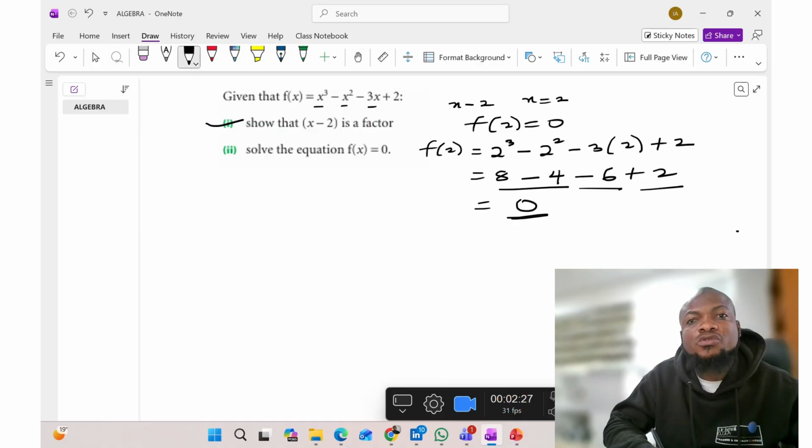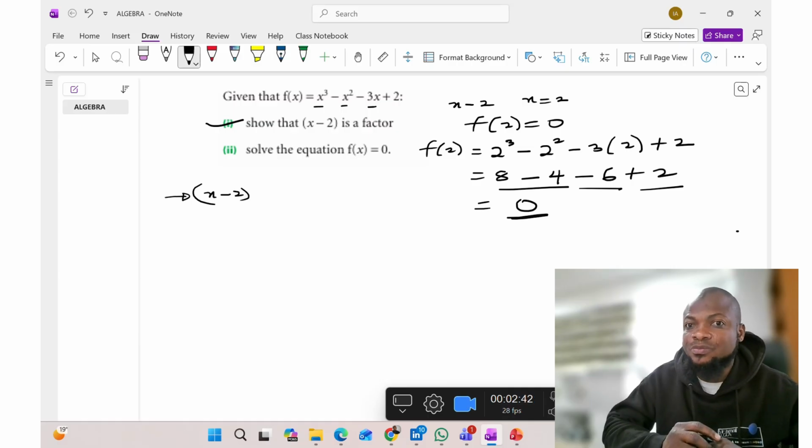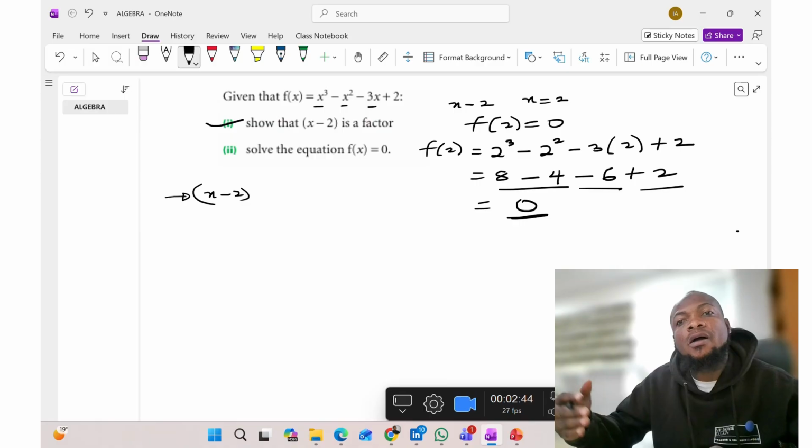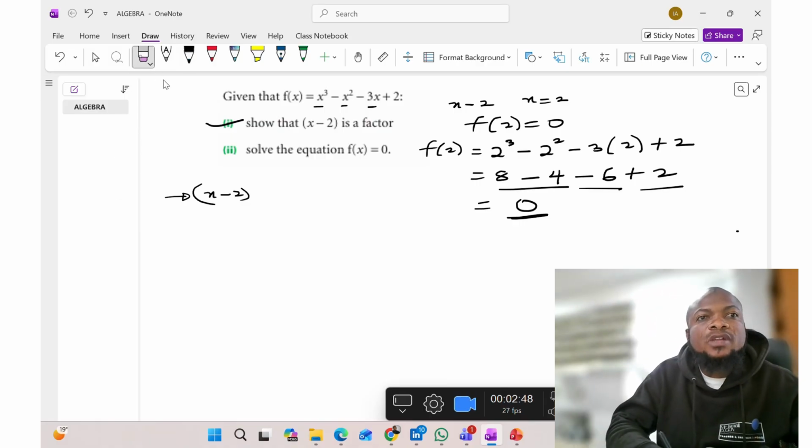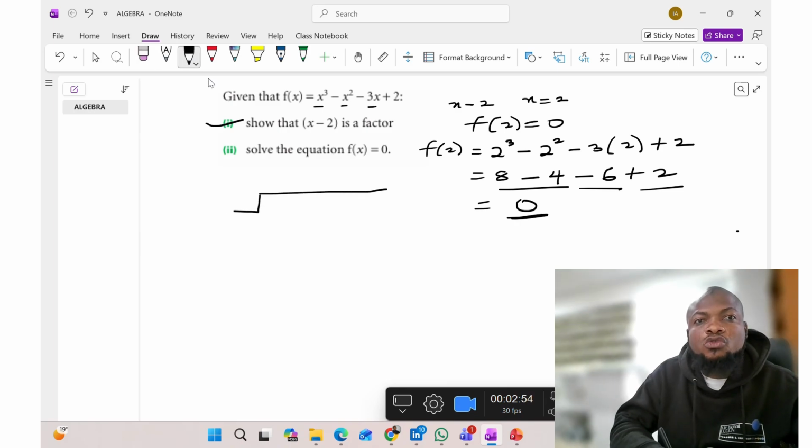So we are asked to solve this equation. To solve this equation, we already know that x minus 2 is a what? Is a factor. Since x minus 2 is a factor, that means we can use x minus 2 to divide that equation, since it is a factor, to get maybe other factors. Yes, to get other factors. So that implies that we have to use what? The long division method. Okay, or any other method you are comfortable with.